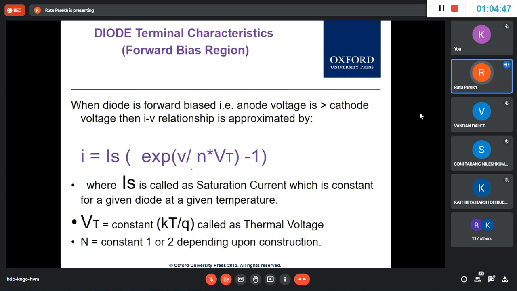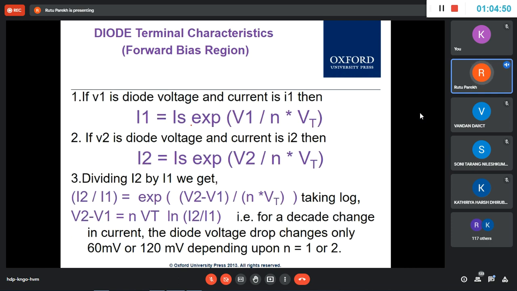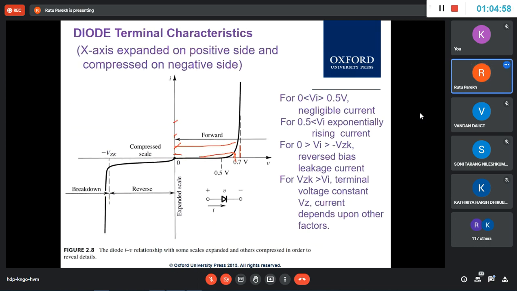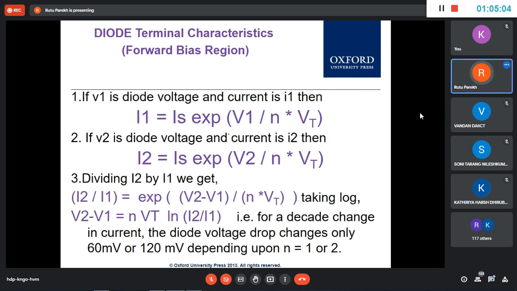So for I1 and I2, if I want to write down the equation, then I1 is equal to this equation with V1 upon this. So this is V1, this current is I1, this is V2, this is I2, right? These two equations are the same thing. I'm just replacing I1 and I2 and V1 and V2. And if I'm dividing I2 by I1 now, okay, then you will get, and when you take the log, V2 minus V1 is equal to n Vt natural log of I2 upon I1.